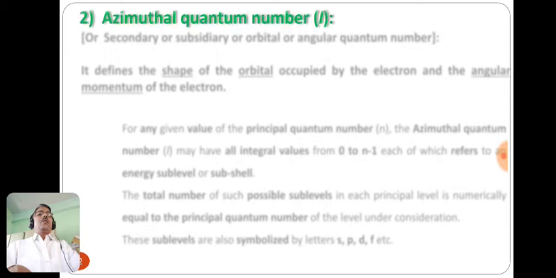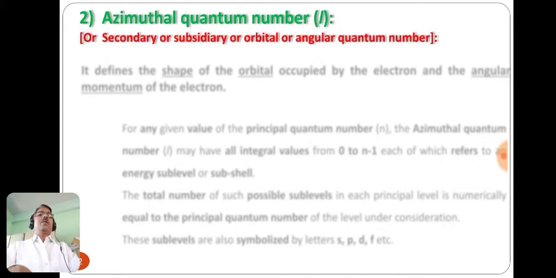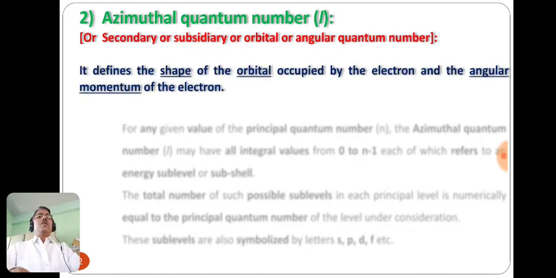Now second is the azimuthal quantum number, which is denoted by letter small l. It is also known as secondary or subsidiary or orbital or angular quantum number. These are the various names that are used for the azimuthal quantum number. And this azimuthal quantum number defines the shape of the orbital occupied by the electron and the angular momentum of the electron.